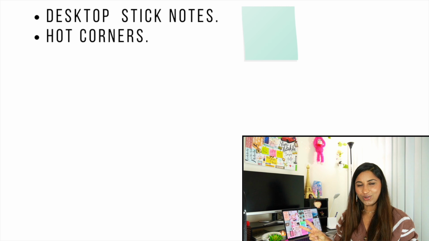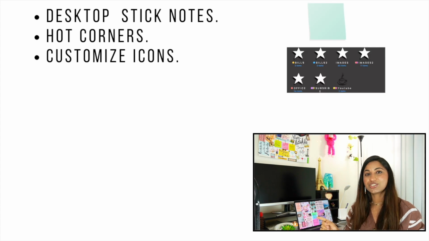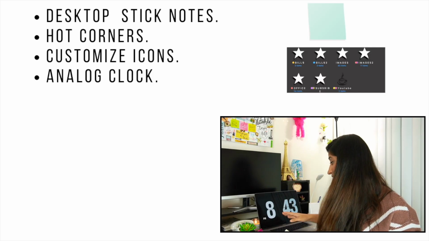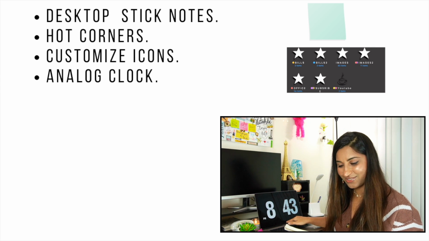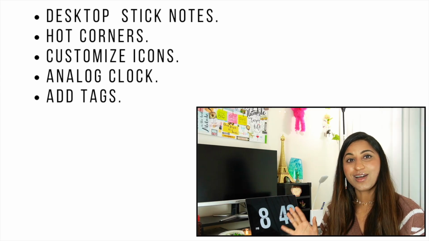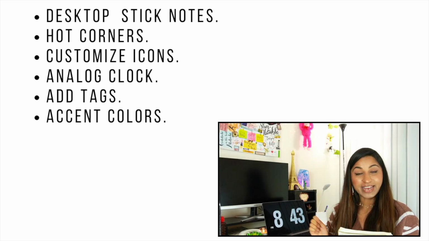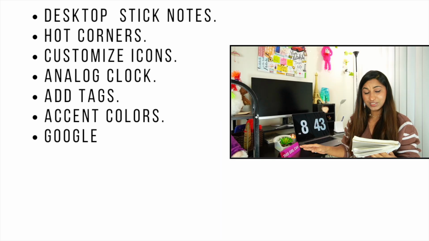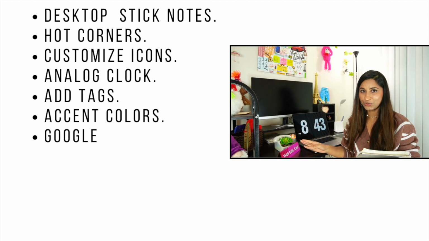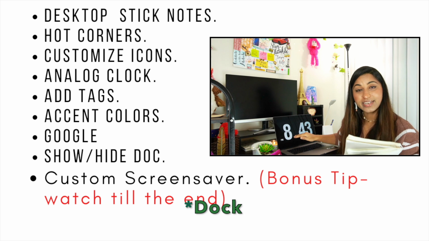Number 2, hot corners. At number 3, how to change your folder icons. At number 4, how I got this analog screensaver. At number 5, how to add tags to your folder. At number 6, accent colors. Number 7, how you can customize your Google. Number 8, how you can hide and show your dock automatically. So without any further ado, let's get started.